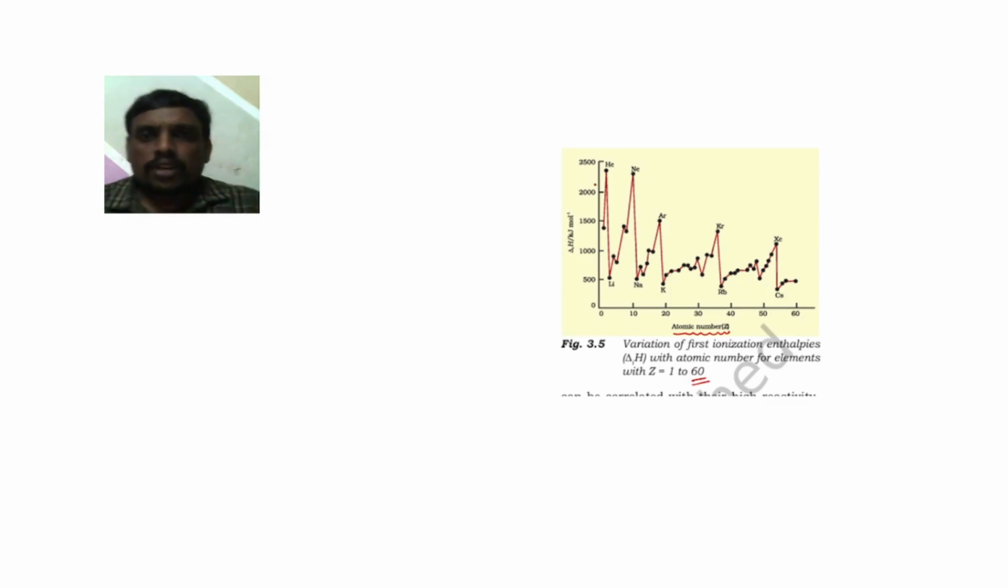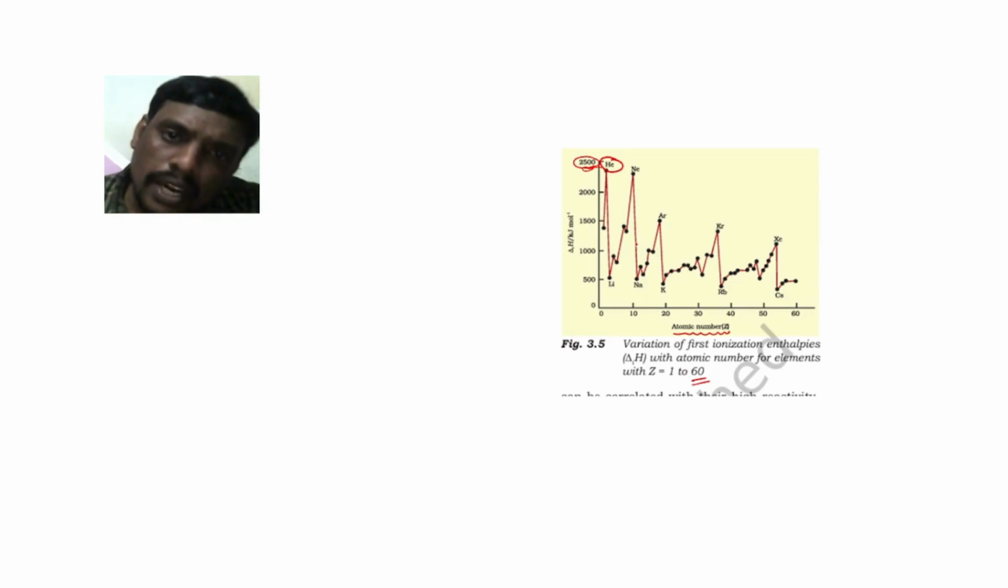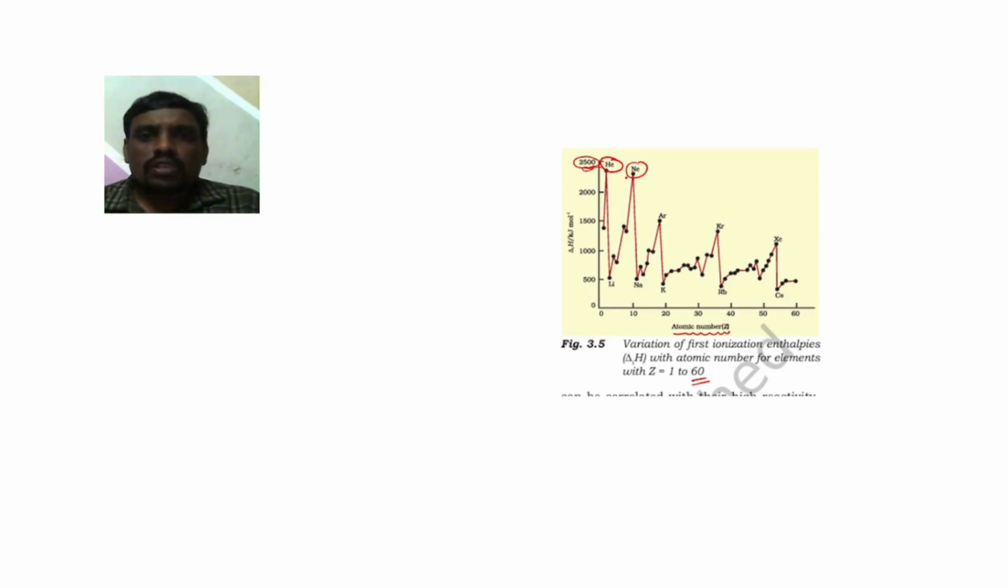It shows the energy requirement for each element. Helium requires about 2500 kilojoules per mole of energy. Neon also requires almost 2300 to 2400 of energy for losing an electron from its subshell.